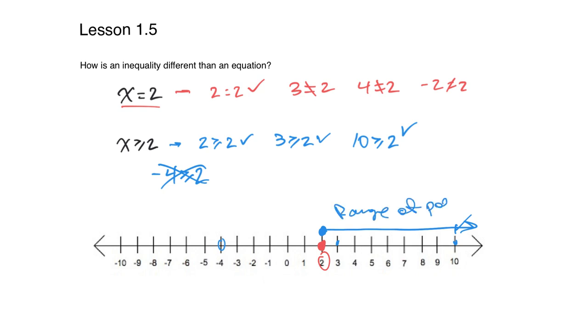So an inequality gives us a range of possible solutions. And this range does go on forever. Sometimes it may not, but it's a range of possible solutions. It can also have an instance where there is no solution, and we'll see that shortly.